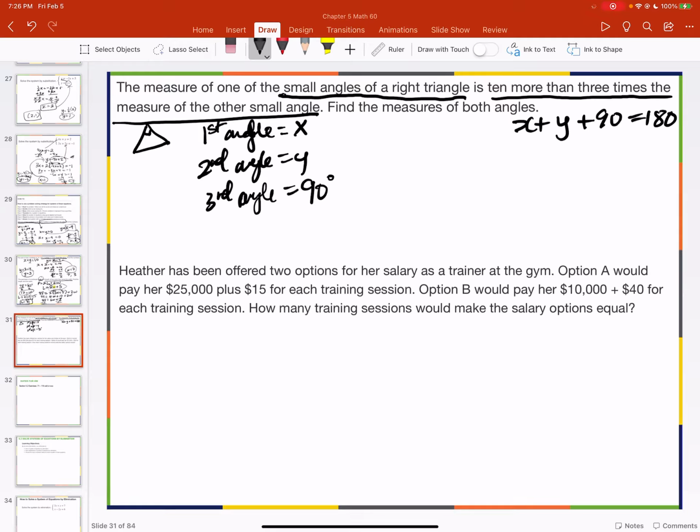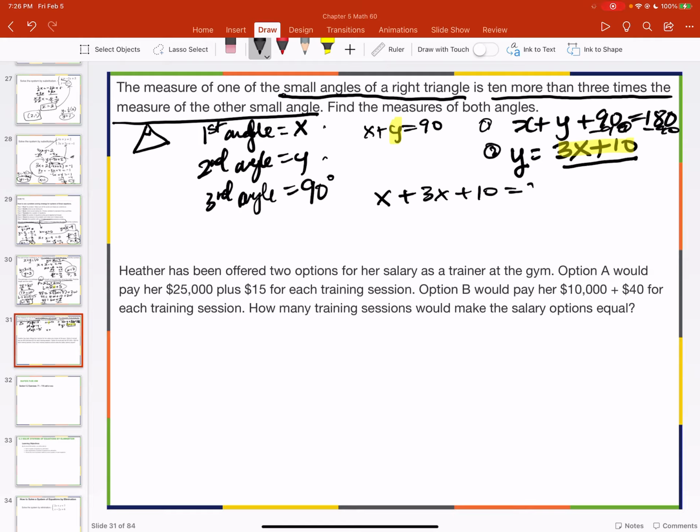Now, one of the small angles is 10 more than 3 times the other. So one of the small angles, y, is equal to 10 more, plus 10, than 3 times the other. So there you go. Now we have both of the things. So I can simplify equation 1 by subtracting 90 from both sides, and then I get x plus y is equal to 90. And y is equal to 3x plus 10. So substituting this in for y here, x plus 3x plus 10 is equal to 90.